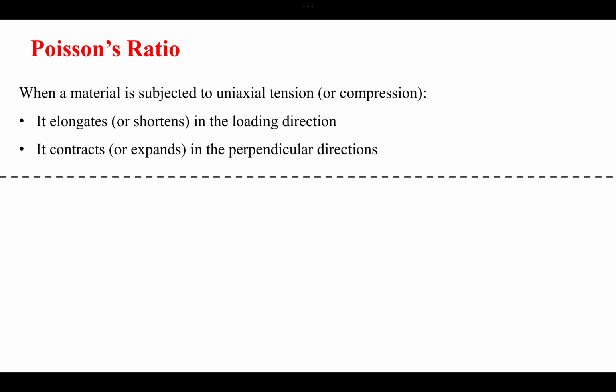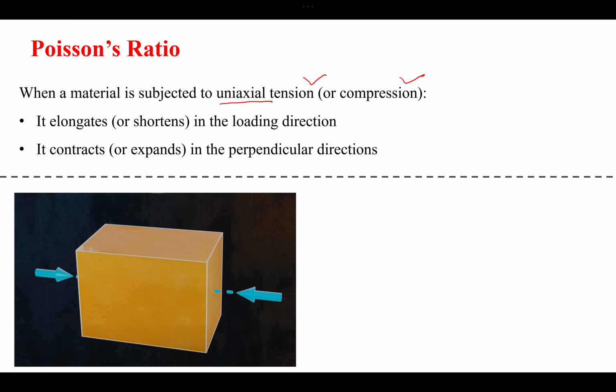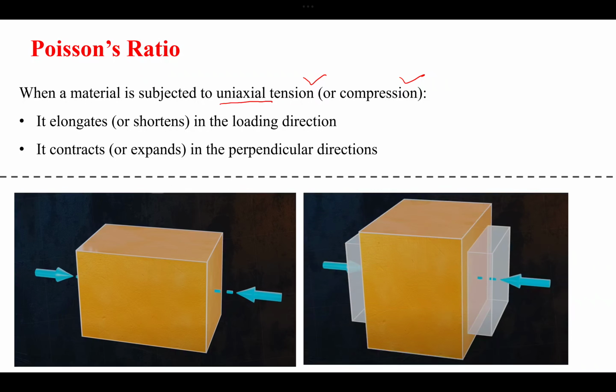When a material is subjected to a uniaxial tension or compression, and it is very important that it is uniaxial, because the force will be applied in one specific axis. It can be tension, it can be compression, but it will be just in one axis, and the body will behave accordingly. For example, you have this blue force applied on this box, and what happens is it results in something like this.